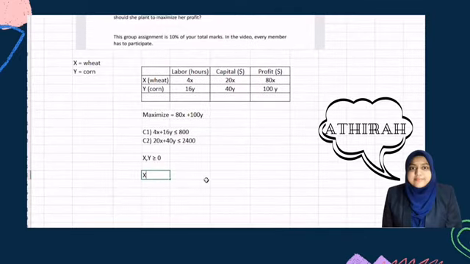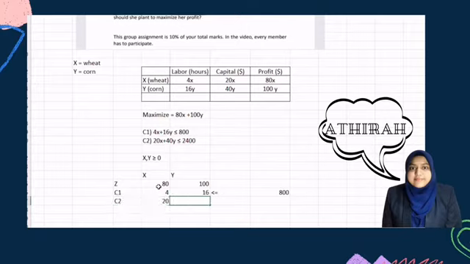Next, I'm going to type the variables x and y up here. The objective function coefficients are 80 and 100. For constraint 1, the input for x will be 4 and y will be 16, less than or equal to 800. For constraint 2, the input for x will be 20 and y will be 40, less than or equal to 2400.